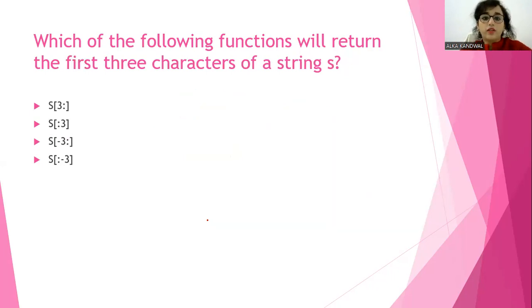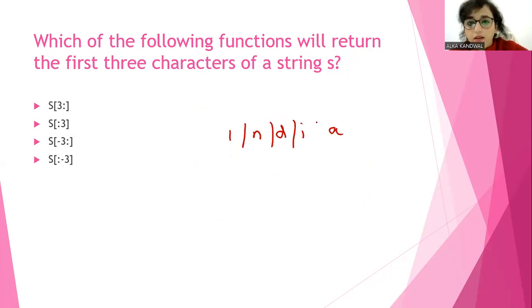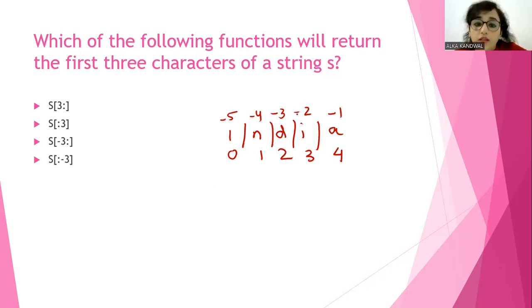Which of the following functions will return the first 3 characters? Let us take INDIA again. We have 0, 1, 2, 3 and 4. This is -1, -2, -3, -4 and -5. And what do we want now? The first 3 characters. So what do we do, children?